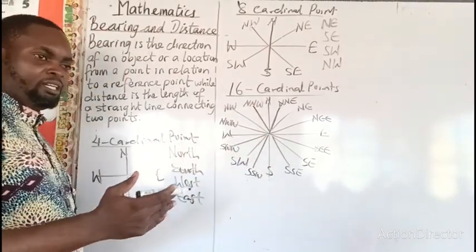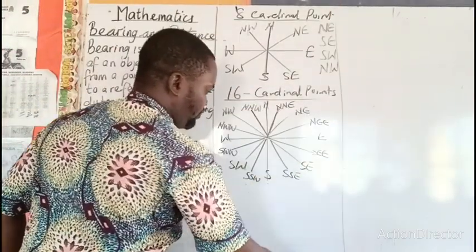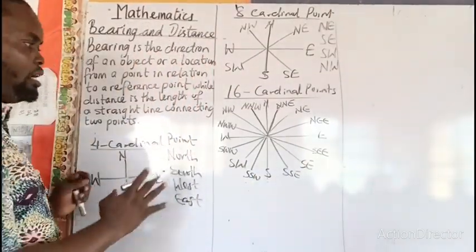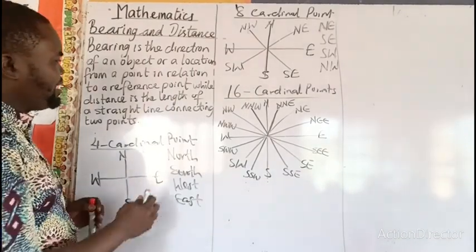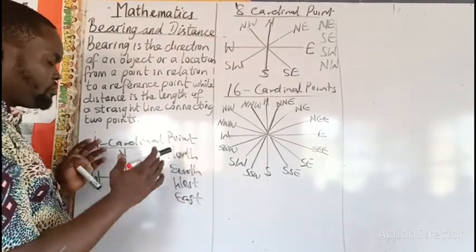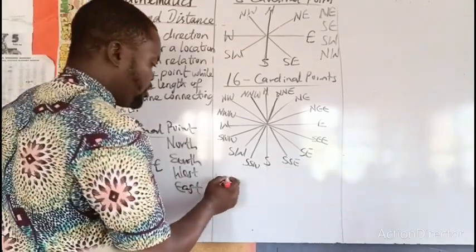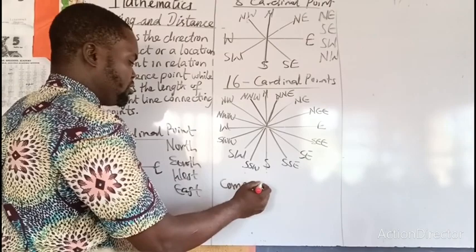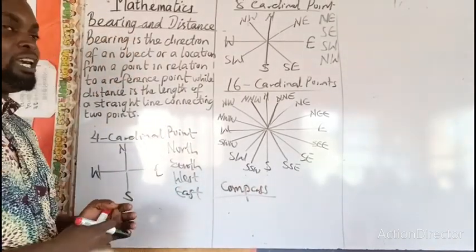Northwest. Do you understand? Yes. Now, basically, this is just an explanation of cardinal points. Now you know what we mean by cardinal point. Now, these cardinal points are used by our what? We make use of it in a device called what? Compass.